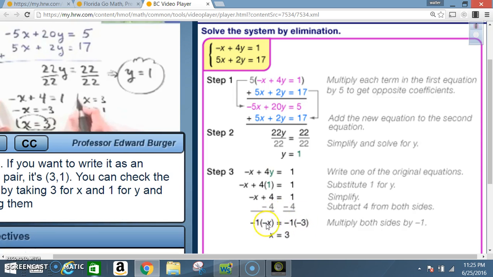All right, now we want to make this negative x a positive x. So therefore we multiply both sides by a negative 1. A negative 1 times a negative 1 is a positive 1, so it becomes a positive x. Don't forget that says a negative 1x. And a negative 1 times a negative 3 is a positive 3. So x is equal to 3 and y is equal to 1.